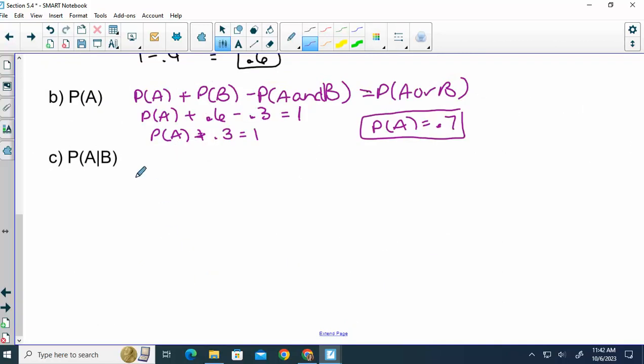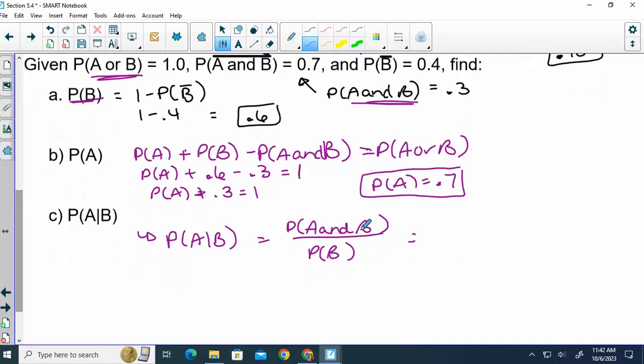So A given B. A couple different options. If you do your conditional formula, the probability of A given B is probability of A and B divided by the probability of B. A and B, we said, would be 0.3. Probability of B is 0.6. So we get 0.5.